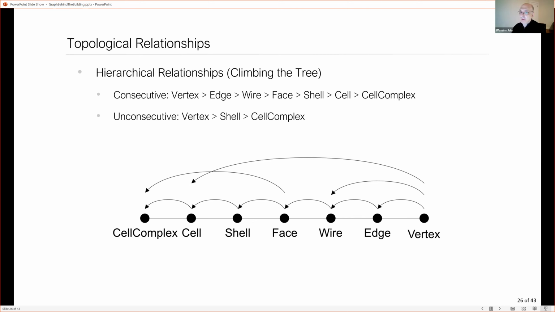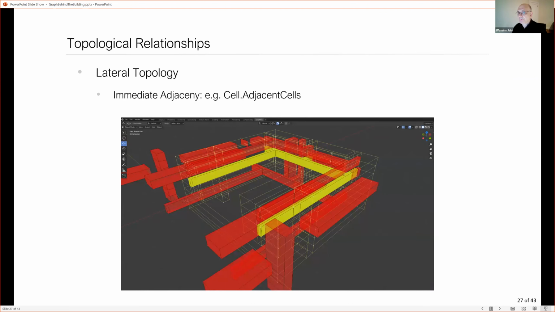I can ask that of any of these things. So I can ask a wire what face uses you, what cells use you, etc., etc. It will always know. So our relationships are bidirectional. I can go down, or I can climb up the tree. We also have lateral topology, as you would imagine.